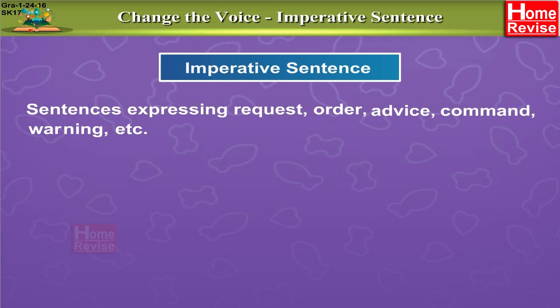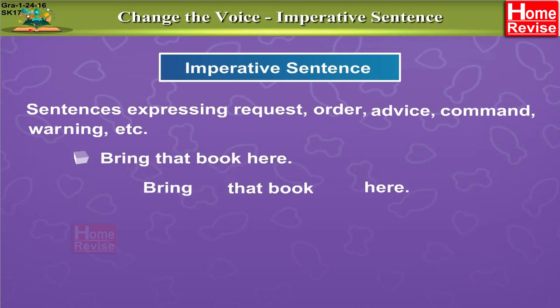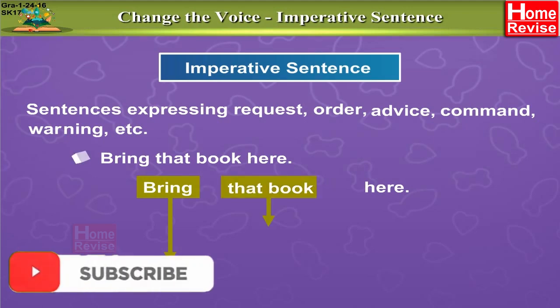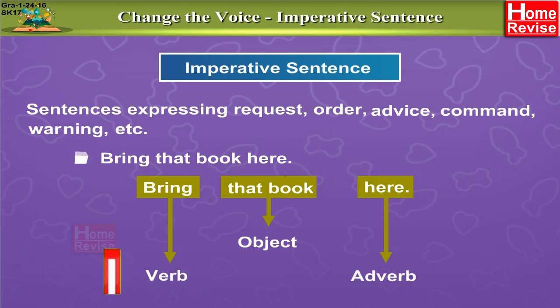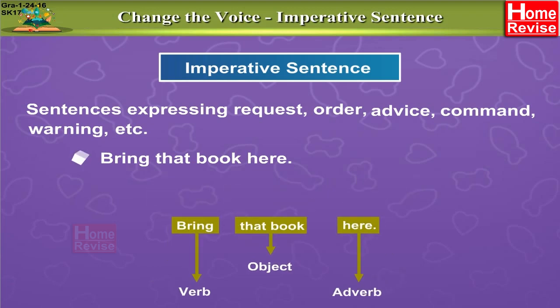For example, bring that book here. In this, bring is the verb, that book is the object, and here is the adverb or the rest of the sentence. You can very clearly see that the sentence is beginning with the verb. It doesn't have a subject in the beginning. Now, how to change such sentences into a passive voice?